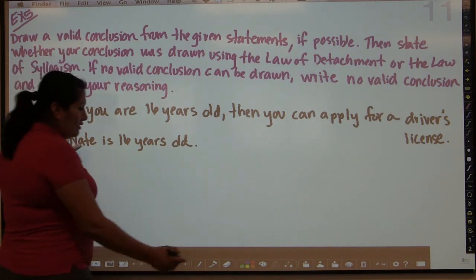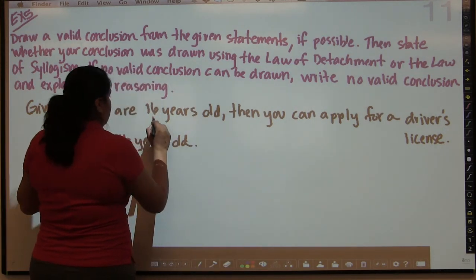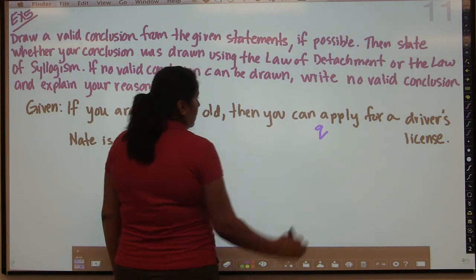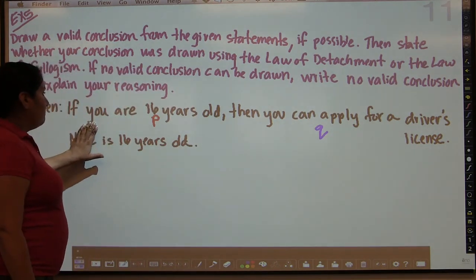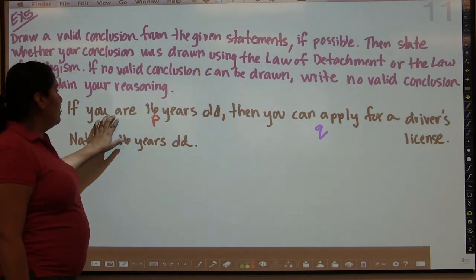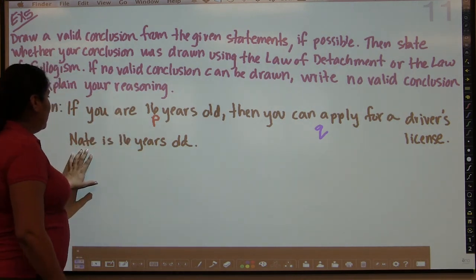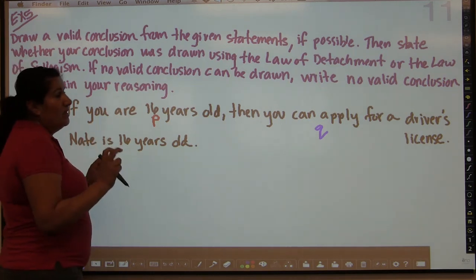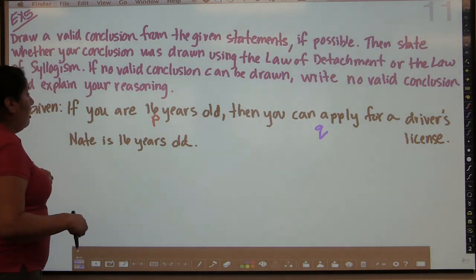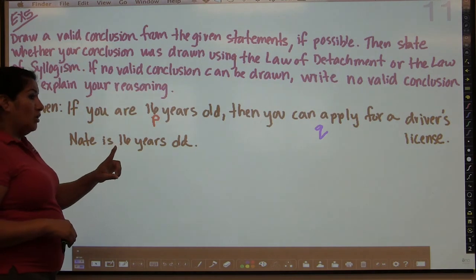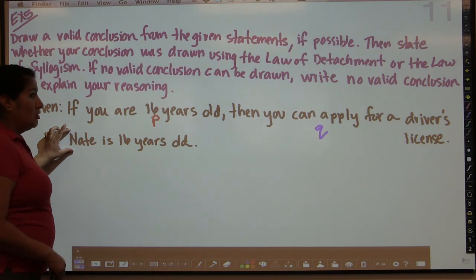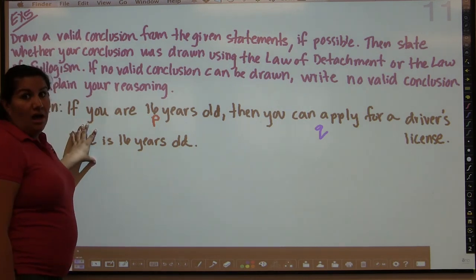Given, if you are 16 years old, that's P, right? Then you can apply for a driver's license. That's Q. Okay, now remember that for this part, the first statement is very generic. Doesn't really say who you are, but in the second statement, it clearly says who, and this is not a conditional. That's the first hint. The law of syllogism requires 2 conditionals, 2 if-then statements. But the law of detachment only has 1 conditional and 1 that's not a conditional. So here you have a conditional, and this second part is not a conditional. So my guess right now is that this is going to be law of detachment.